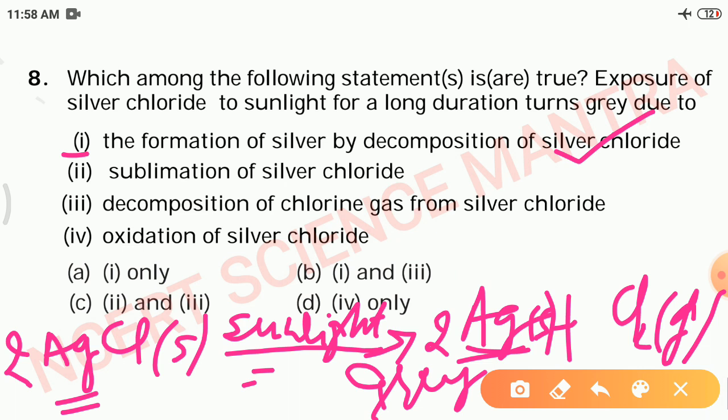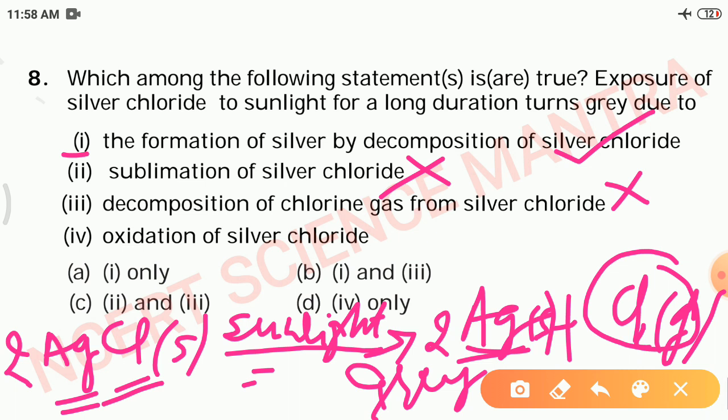It is decomposition. Sublimation is a physical change, not a chemical change. Here there is the decomposition. So this is wrong. Then third is decomposition of chlorine gas from silver chloride. Here there is not the decomposition of chlorine. Chlorine is formed, but it is not the decomposition of chlorine. So this statement is also wrong.